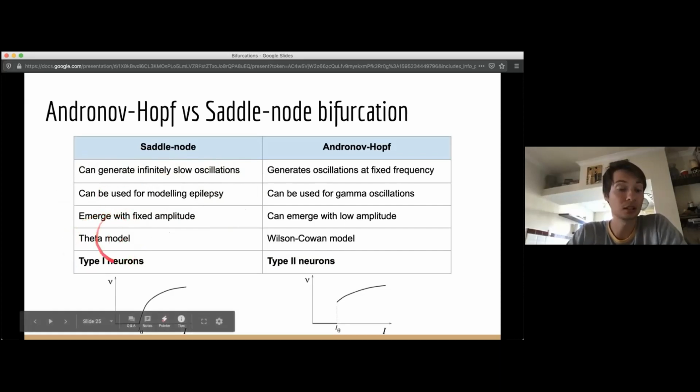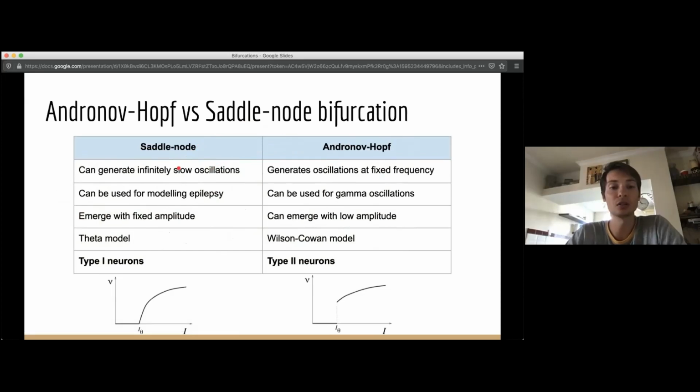I already mentioned that it emerged in this Theta model, whereas this other type of bifurcation, the Wilson-Cowan model was displaying it. These two types are also used for different applications, not only to describe individual neurons, but they also may help with other neuroscientific interpretations of the system, like modeling epilepsy or generating gamma oscillations.